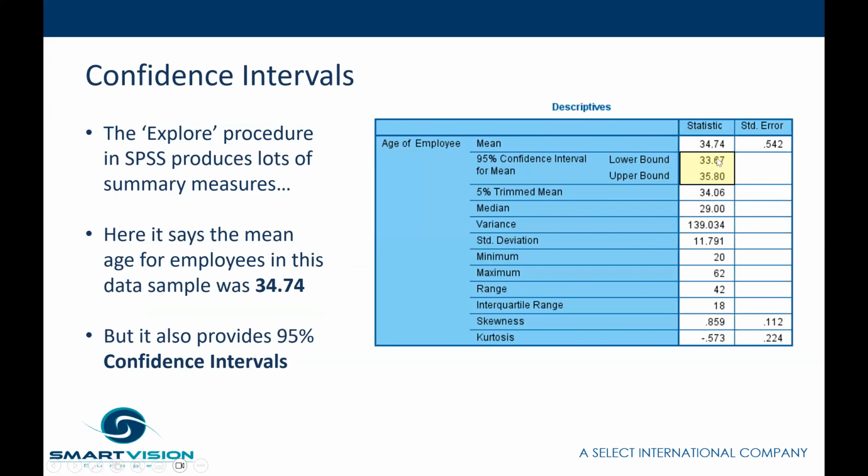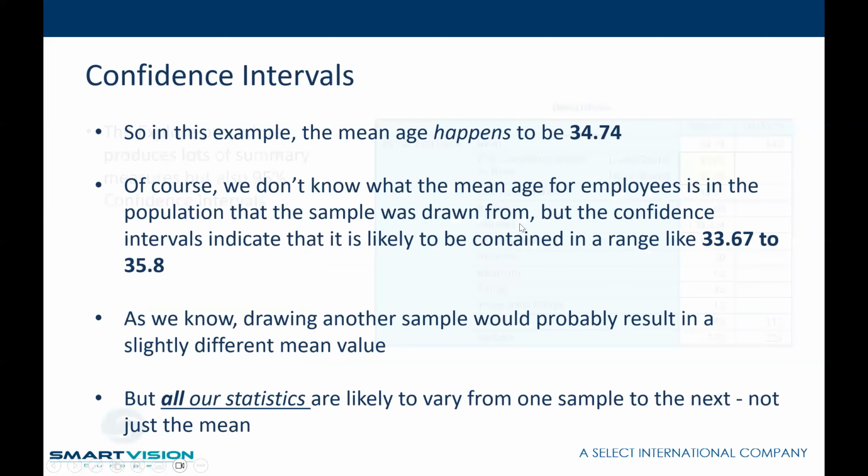So 95% confidence intervals, what does that mean? This means that the mean age happens to be 34.74, but of course we don't know what the mean age for employees in the population of the sample really is. So the confidence intervals indicate it is likely to be contained in a range like 33.67 to 35.8. As we know, drawing another sample would probably result in a slightly different mean value.